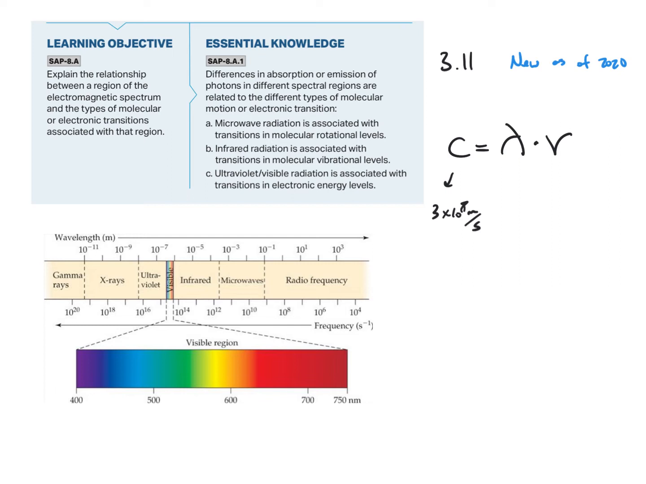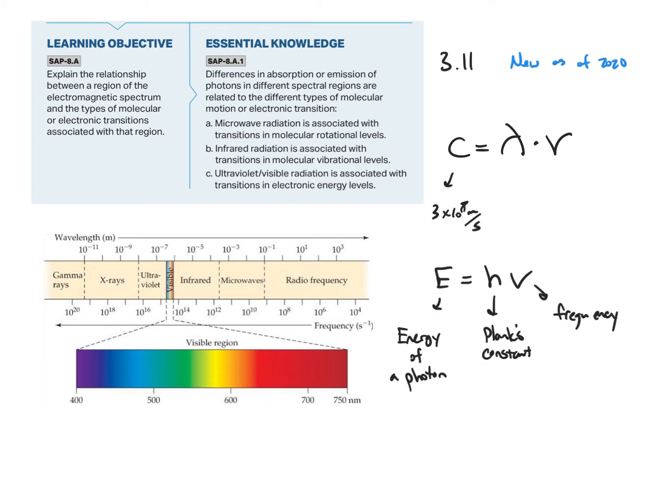This formula would be utilized, say, if you knew the frequency of the radiation and you were trying to figure out what wavelength it was, and vice versa. The second formula that I talked about back in that chapter was this one, and it's E is equal to h times ν, or frequency. E is the energy of a photon, h is Planck's constant, and ν is the frequency of the electromagnetic radiation.